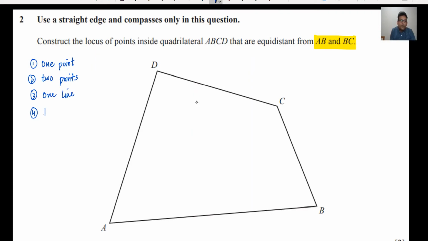And when we have 2 lines, what are the loci or the locus? Okay. When we have one line, it is very simple. I will write here: when we have 1 point, the locus is a circle. When we have 2 points, we have the perpendicular bisector.